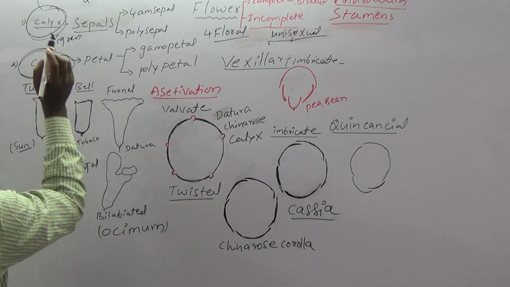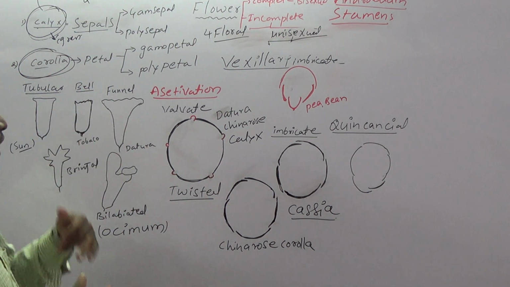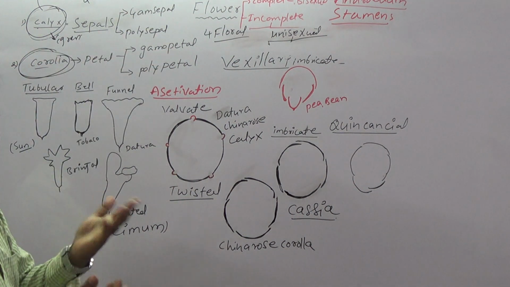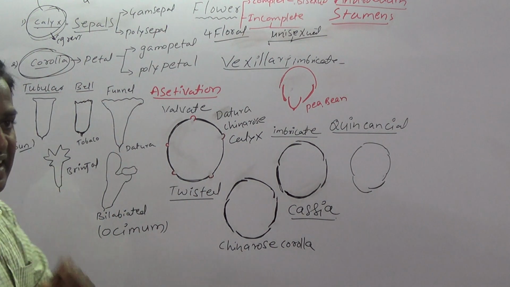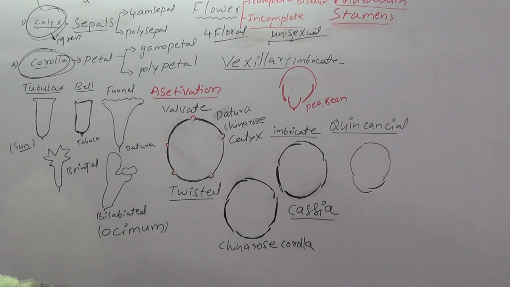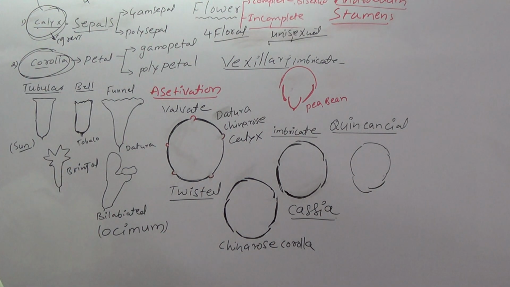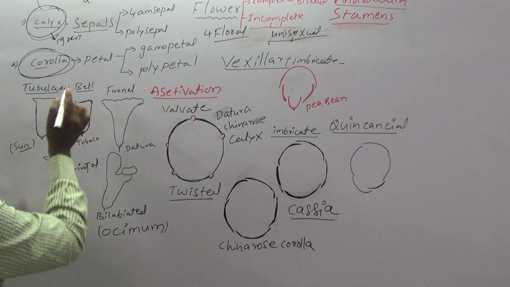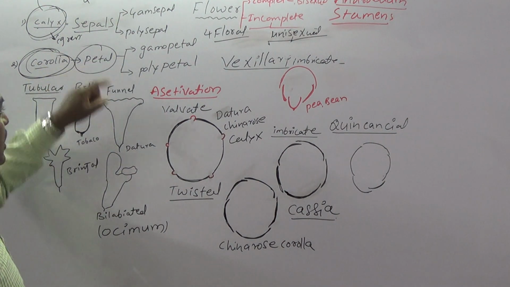So what is the function of the corolla? What is the role of the corolla in the plant life cycle? It attracts insects for pollination. Pollination is necessary to carry the male gamete towards the stigma of the gynoecium. So the corolla has a very important role in attracting insects for pollination. Every unit of corolla is known as a petal.